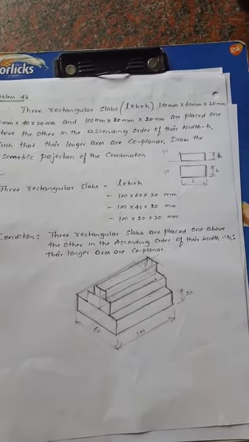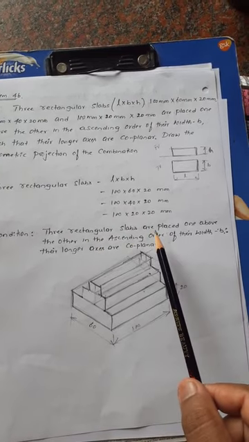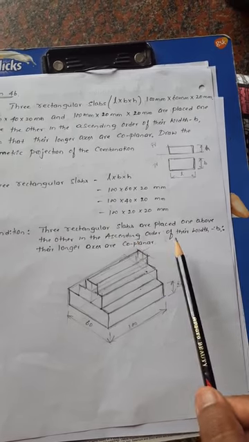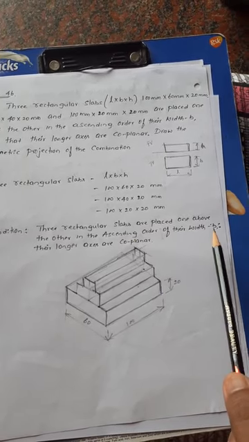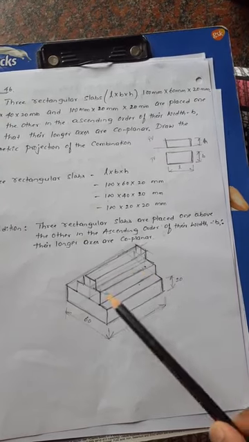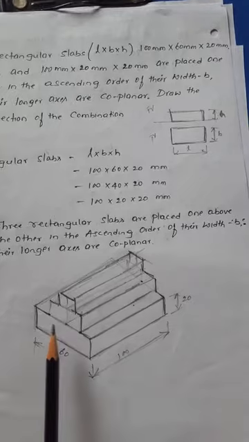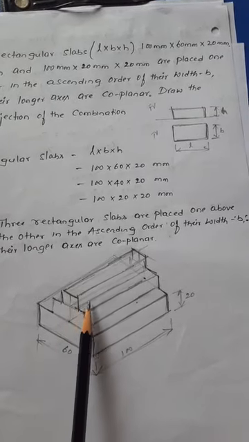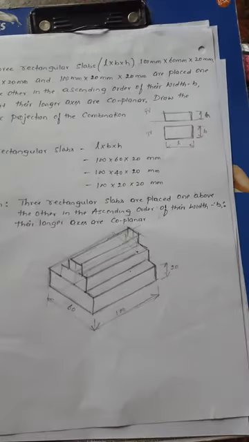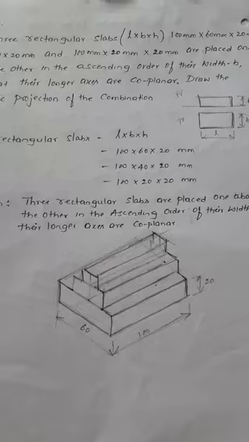The condition: three rectangular slabs are placed one above the other in the ascending order of their width b, and their longer axes are coplanar. The longer axes are in the same plane. This is what we will get, the three rectangular blocks. If we place them one over another, we will get the isometric projection. Now you can see it in the isometric sheet.